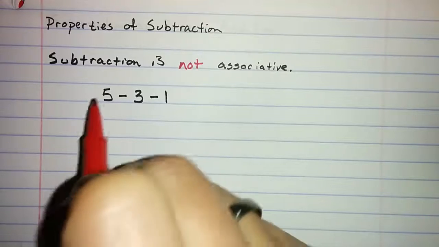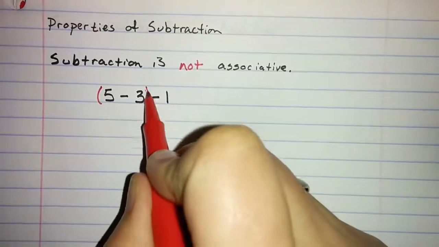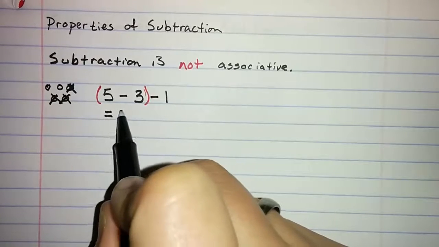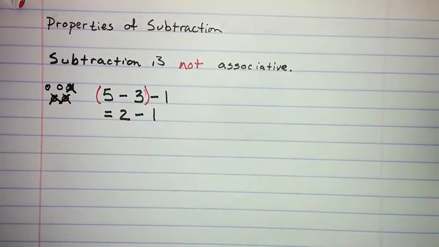Now, order of operations says we do this subtraction first, but I can always write in parentheses anyway, just to highlight what we're doing. So 5 minus 3, that'll give us 2, and then copy down the minus 1. 2 minus 1, that just comes out to 1.